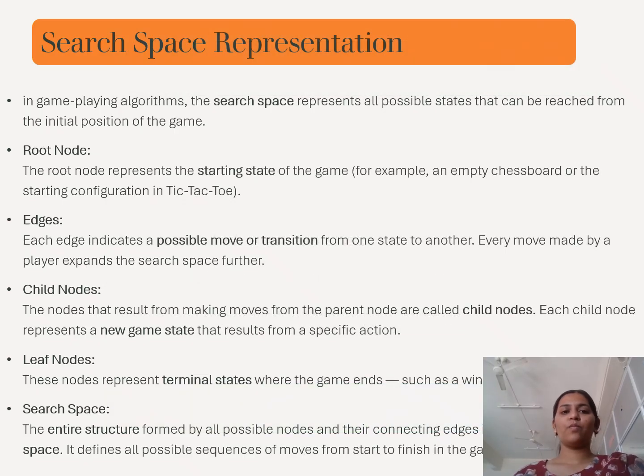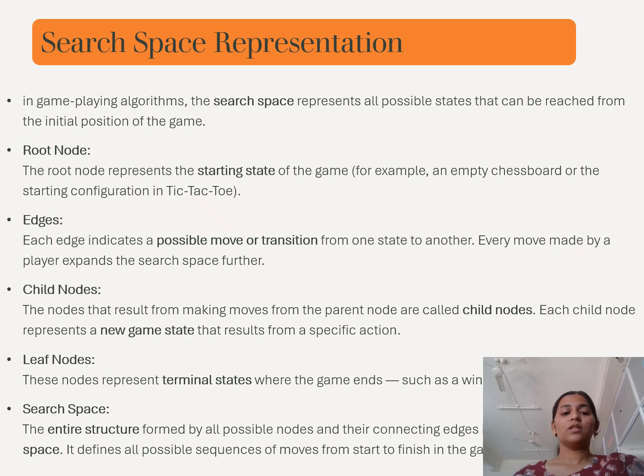So let's learn about representation. In game playing algorithms, the search space represents all possible states that can be reached from the initial position of the game. First is the root node. The root node represents the starting state of the game, for example, an empty chessboard or the starting configuration in tic-tac-toe. Edges: each edge indicates a possible move or transition from one state to another. Every move made by the player expands the search space further.